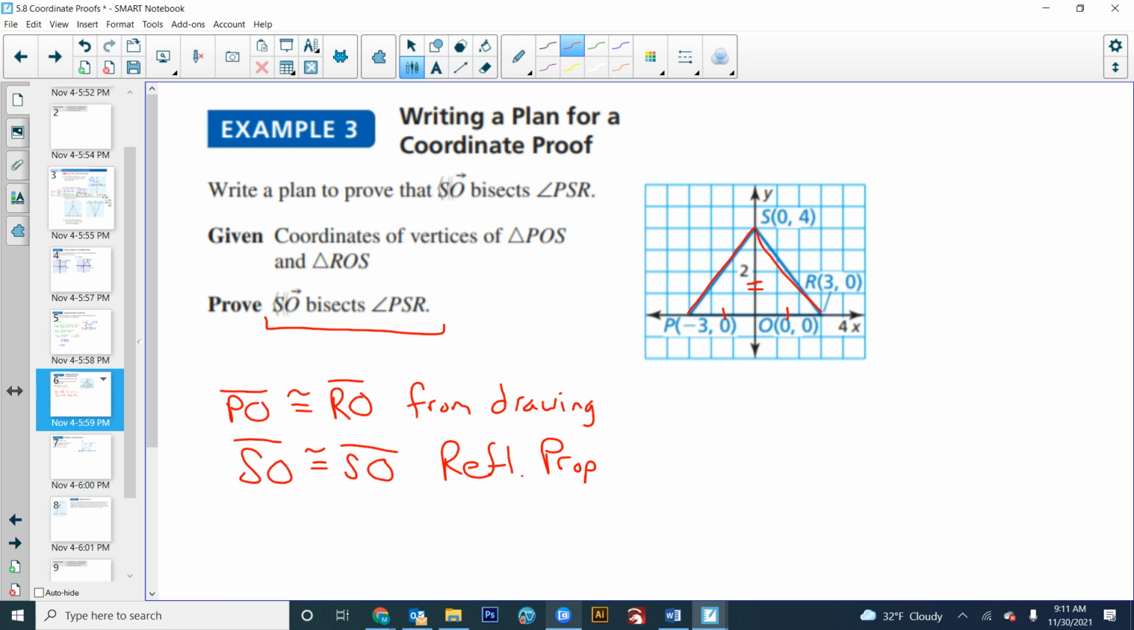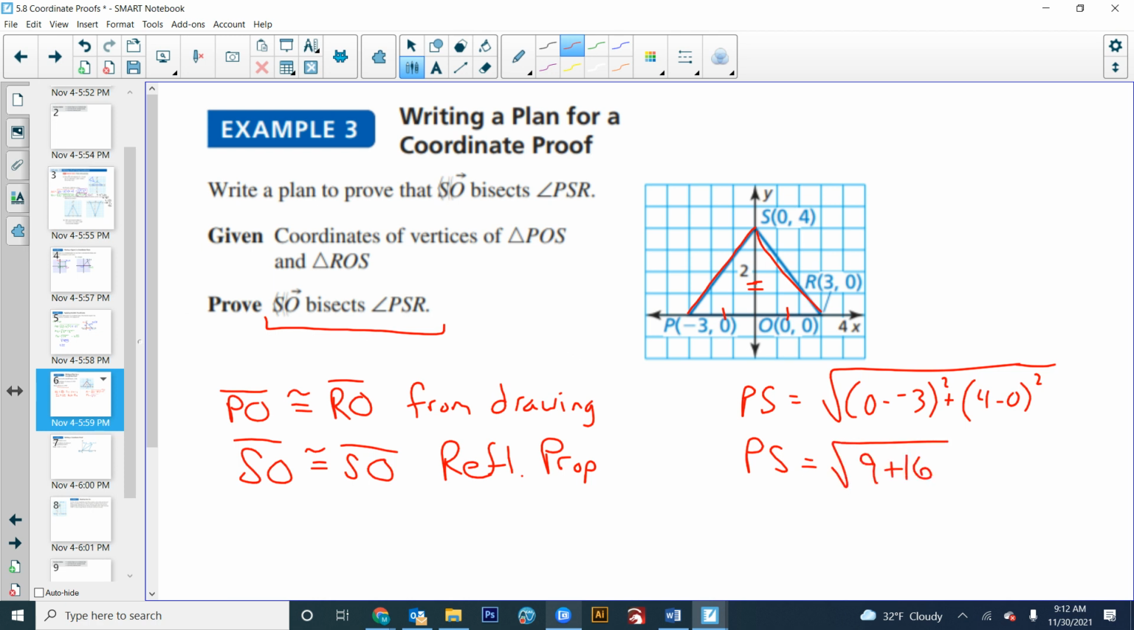And to do that, we have to use the distance formula. All right? So PS is the square root of 0 minus -3 squared plus 4 minus 0 squared. That gets us the square root of 9 plus 16. Just a little warning for you. Square roots do not have a property that lets you take the square root of each of these and then add them together. Order of operations: you have to do what's underneath the grouping symbol first. You have to actually add 9 and 16 first.